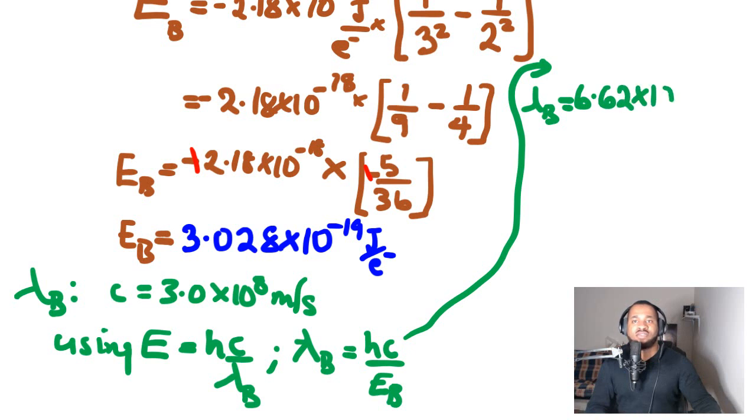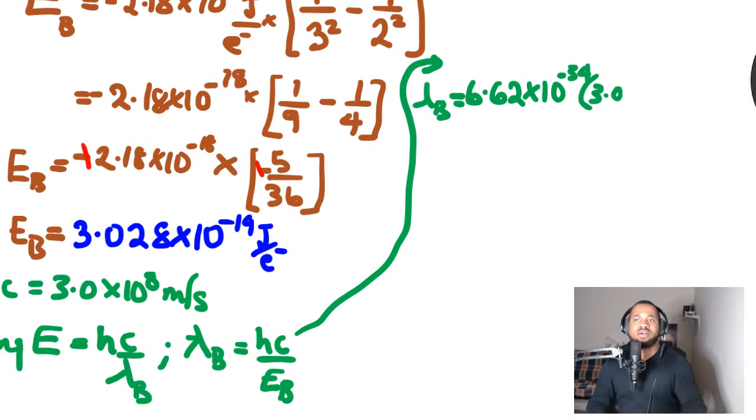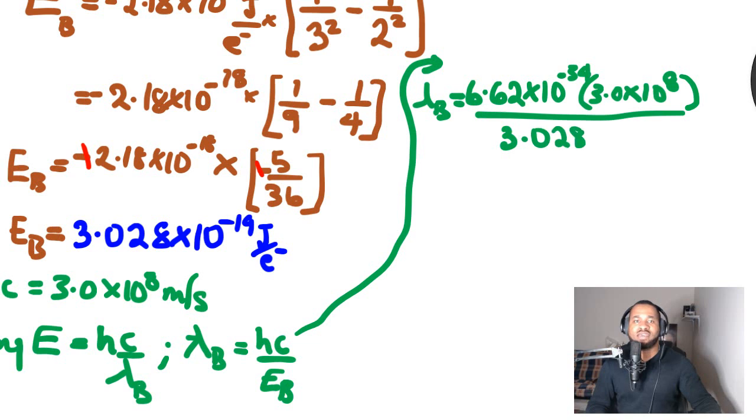6.62 times 10 to the negative 34 multiplied by our speed of light, which is going to be 3.0 times 10 to the 8, and this is going to be divided by our energy, which is 3.028 times 10 to the negative 19.